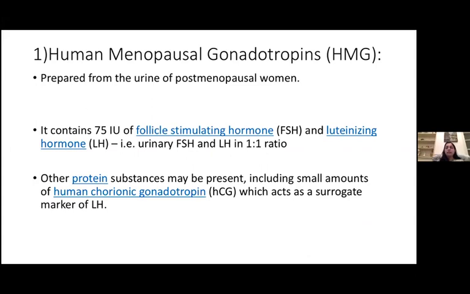And only HMG preparations. The diagram that I had shown you previously was an HMG HP preparation, but there are preparations which are only HMG. So these will contain protein substances including small amounts of HCG. So you need to know the difference between all the drugs that are given to you in hand. If it is a plain HMG, I repeat, it will contain equal amounts of FSH and LH, and it will also contain other protein substances including small amounts of HCG.